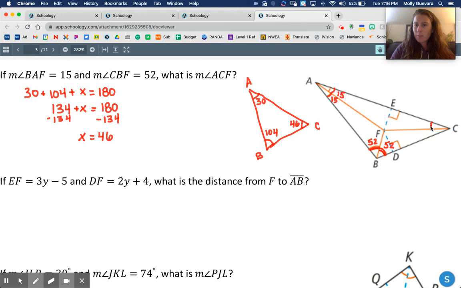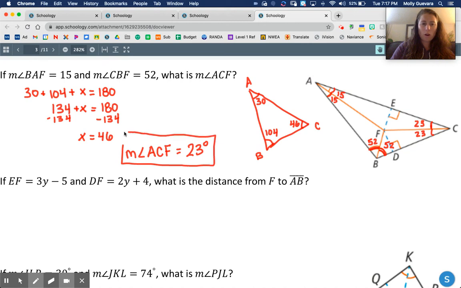However, if we look back at our main drawing, I just want to know what half of angle C is. I don't want the whole thing. I just want half of it. So I'm going to take my 46 and divide it by 2, which tells me that this is 23 and this guy is 23. So the measure of angle ACF is equal to 23 degrees. So as usual, once you've solved, you need to ask yourself, is that what the question is asking me to solve?